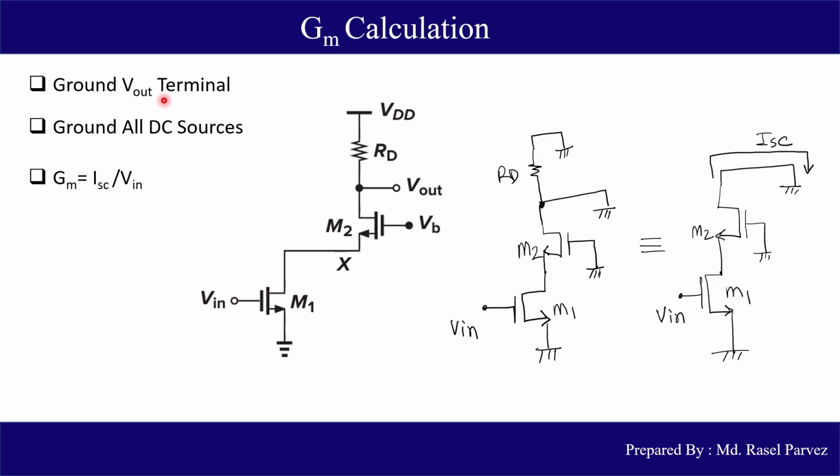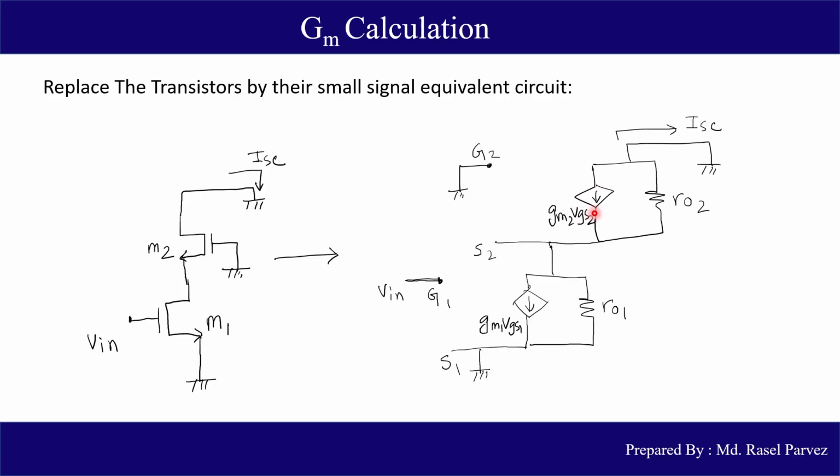First, we need to ground the Vout terminal. See that Vout is grounded. Then we need to ground all the DC sources. See that this VDD is grounded. Also, the gate bias is also grounded. After grounding all these terminals, we need to evaluate this ratio, that is the short circuit current and input voltage. What is this short circuit current? This is the current that flows from the Vout terminal to ground. See that this RD is eliminated from the circuit as it is connected between two ground terminals. We have redrawn the circuit again.